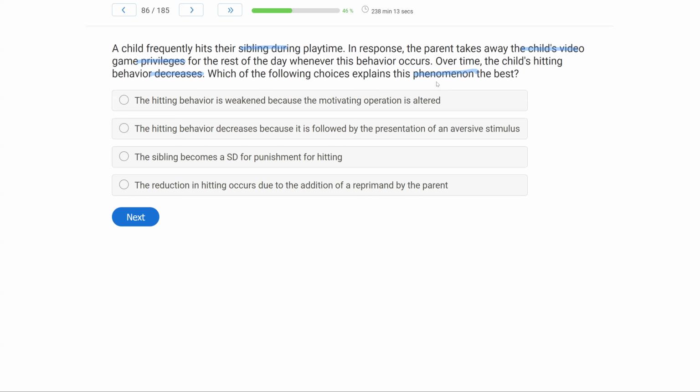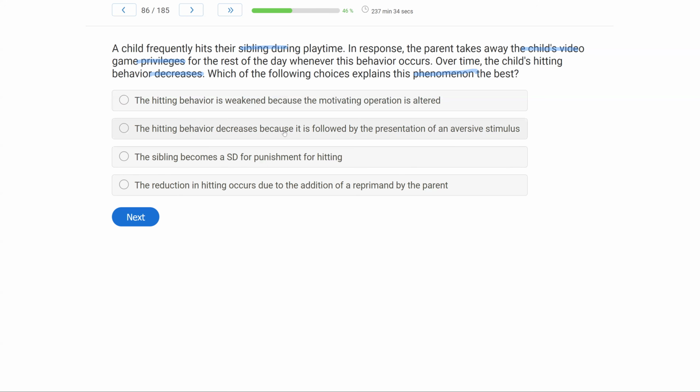Now, how might we explain that phenomenon? A, the hitting behavior is weakened because the motivating operation is altered. The consequence of negative punishment isn't necessarily altering the motivating operation. What it's doing, though, is establishing potentially the sibling as an SD for punishment. Given the consequence, the child learns that in the presence of their sibling, if they hit, punishment is now available. So it's not necessarily altering the motivating operation, but it is potentially establishing an SD.